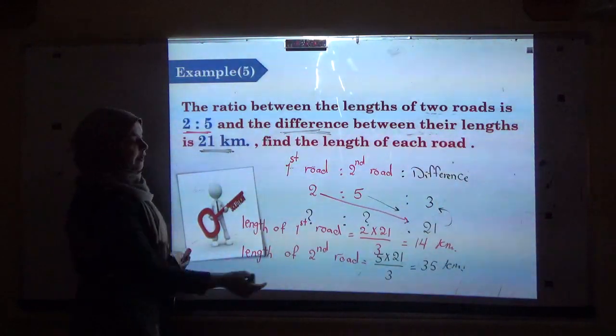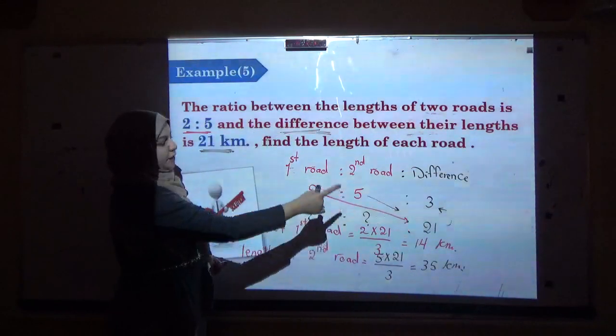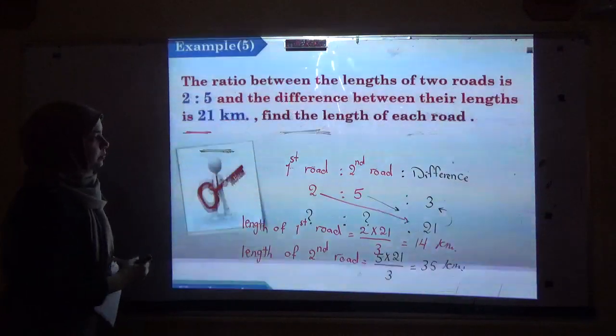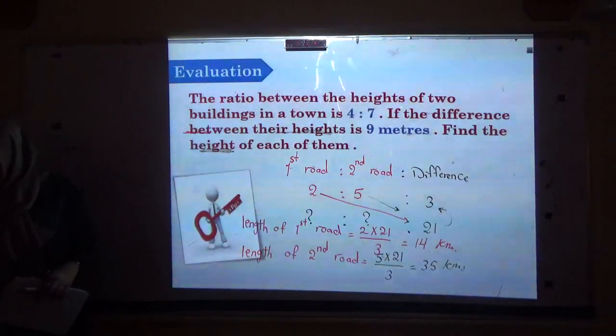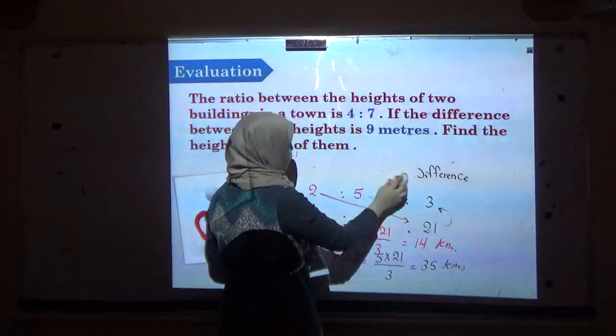To check your answer, find the difference between the lengths of two roads. 35 minus 14 equals 21. Okay? Now try to answer this example by yourself, then check your answer.